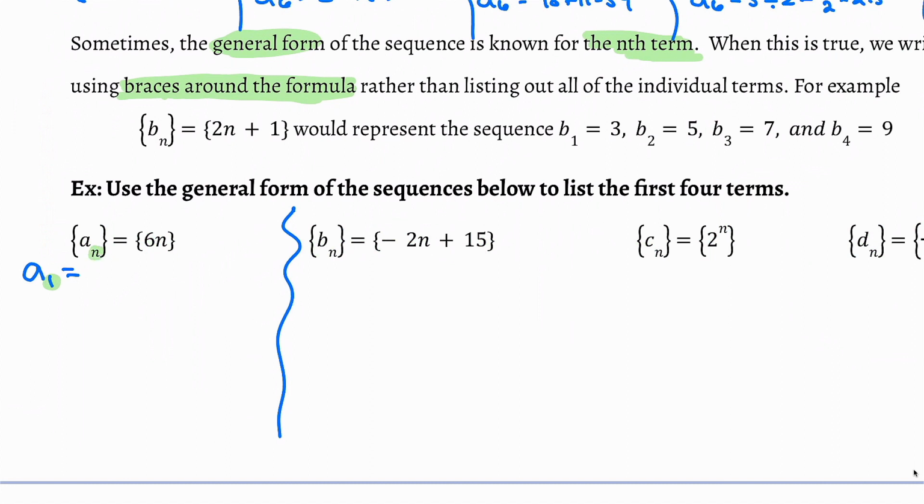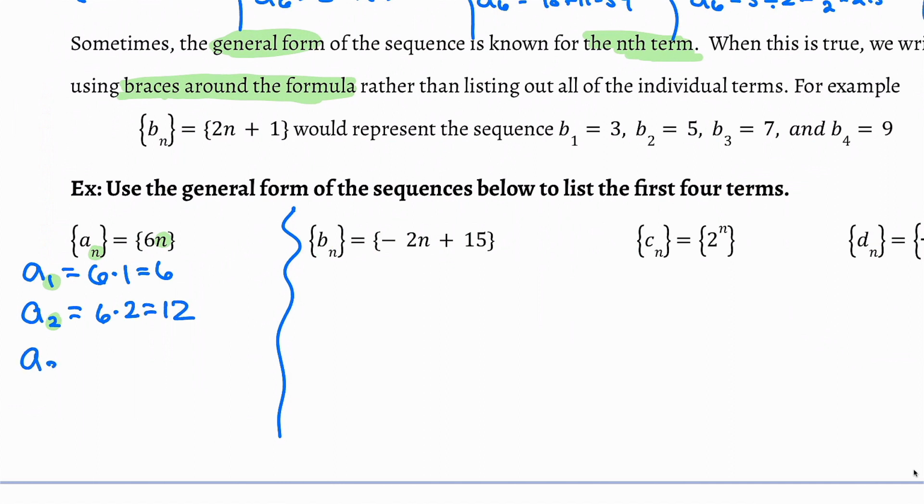So when my n is 1, I'm going to take my 1 and replace it wherever I see an n. Since this is my first term, I'm going to go 6 times, there's the n, I'm going to replace it with the 1. The answer I get is 6. Okay, let's do the next one. For my second term, this time my n is 2. Anywhere I see an n, I'm going to replace it with the number 2. So this is going to be 6 times 2, which is 12.